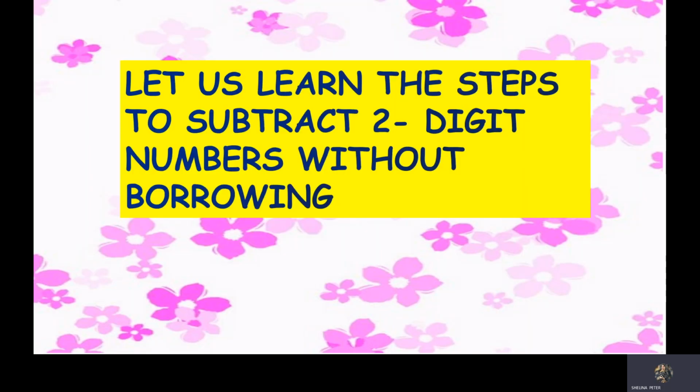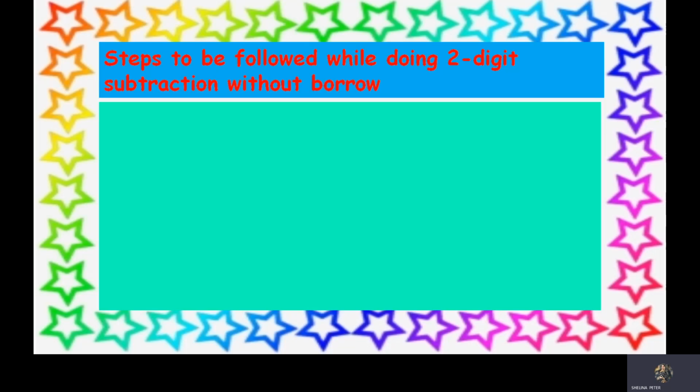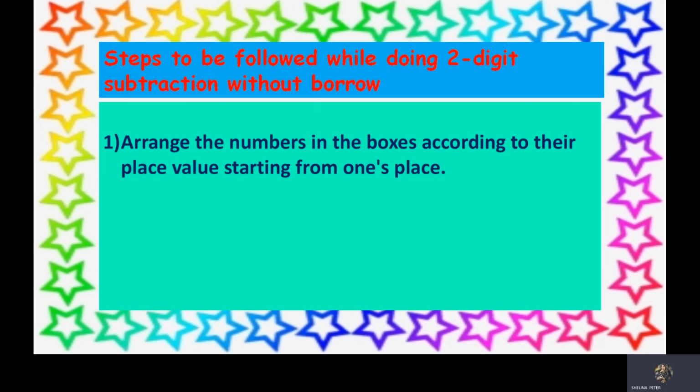Now let us learn the steps to subtract two-digit numbers without borrowing. So these are the steps to be followed while doing two-digit subtraction without borrow. First step is arrange the numbers in the boxes according to their place value starting from ones place. So in the same way we have already done in addition. Second step is always write the bigger number on top. So whenever you are doing subtraction, remember you will always write the bigger number on top.